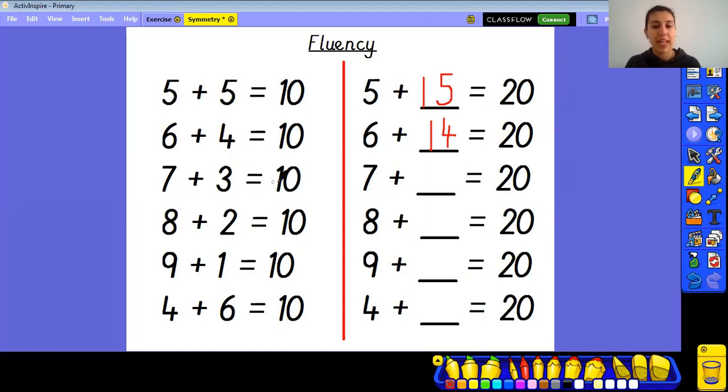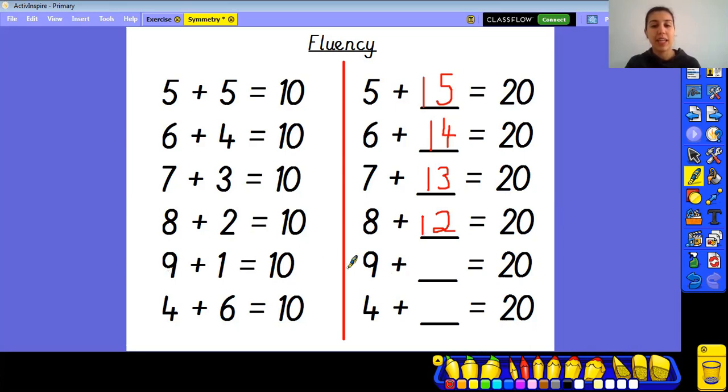7 plus 3 equals 10. So if I know that 7 plus 3 equals 10, I know that if I have a number that has an extra 10 in it, that would now make 2 tens. So 8 plus 2 equals 10. That means that 8 plus 12 equals 20.